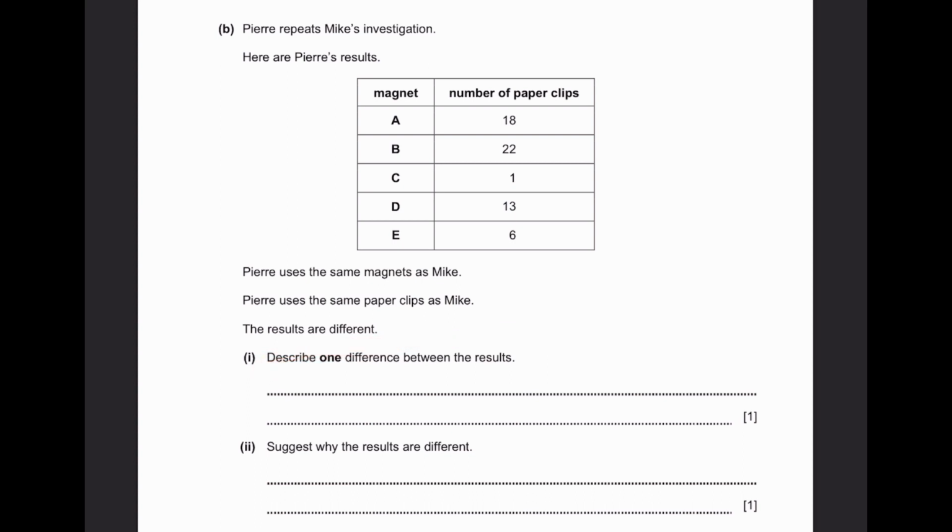That's part 1. And of course, I've just said that. The difference between the results is that Pierre's results are significantly lesser than Mike's. And now for part 2, suggest why they're different.